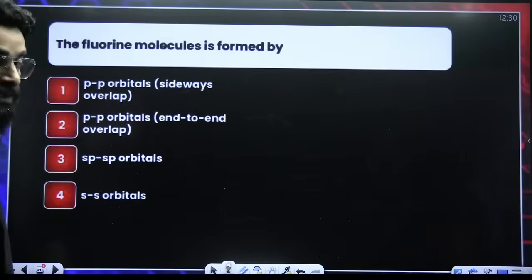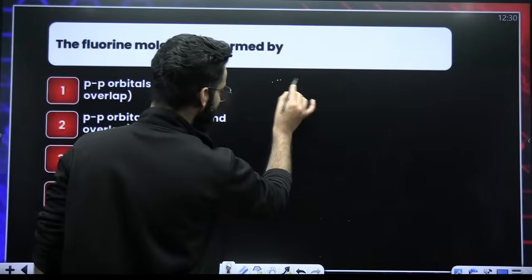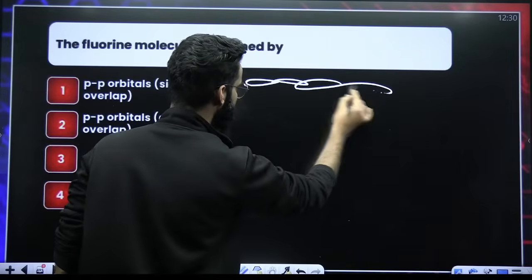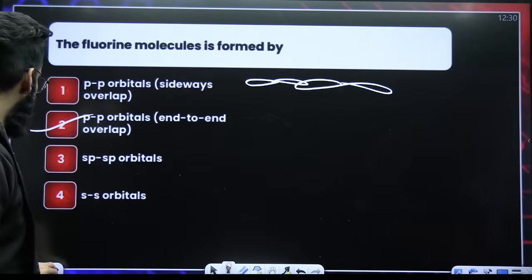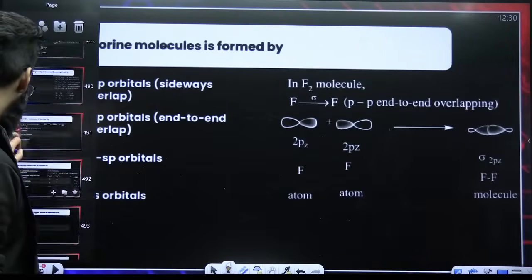Okay, fluorine molecule is formed by, yesterday we have seen in VBT, fluorine molecule. It's formed by PP overlap, PP head-on overlap, PP end-to-end overlap. Right? PP end-to-end overlap. This is discussed already.